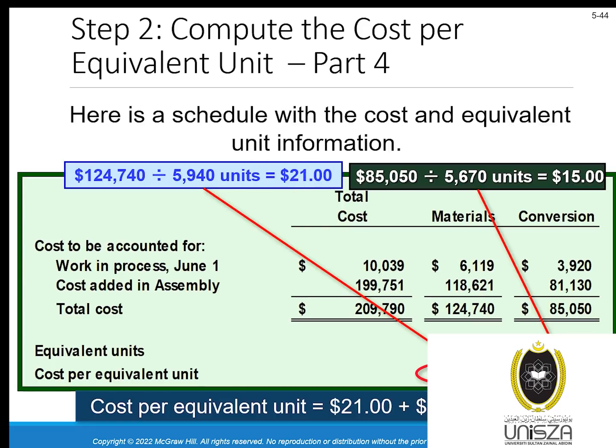And then for the conversion, we get $15 per equivalent unit. How do we get it? It's from the total cost for conversion, 85,050, divided by the equivalent units of 5670, and we get $15 per unit. So the total cost per equivalent unit is 21 plus 15, equal to 36.